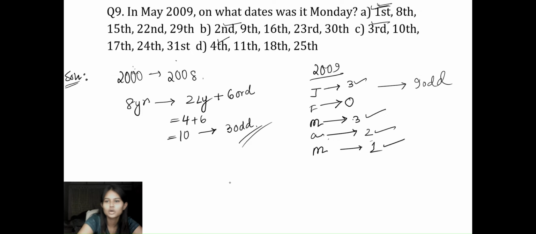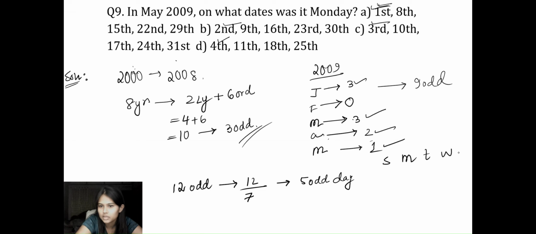And here I previously got 3 odd days. So 9 plus 3 is 12 odd days, which means 12 by 7 gives me remainder 5 odd days, right? So we had our Sunday, Monday, Tuesday, Wednesday, Thursday, Friday, Saturday. So 5, 0, 1, 2, 3, 4, 5. So this is my 1st May because I am calculating based on 1st May. I want to know what is 1st May, then I'll get all the reference dates, right? So 1st is Friday, 2 is Saturday, 3 is Sunday, and 4 is Monday. Therefore, this option is correct.